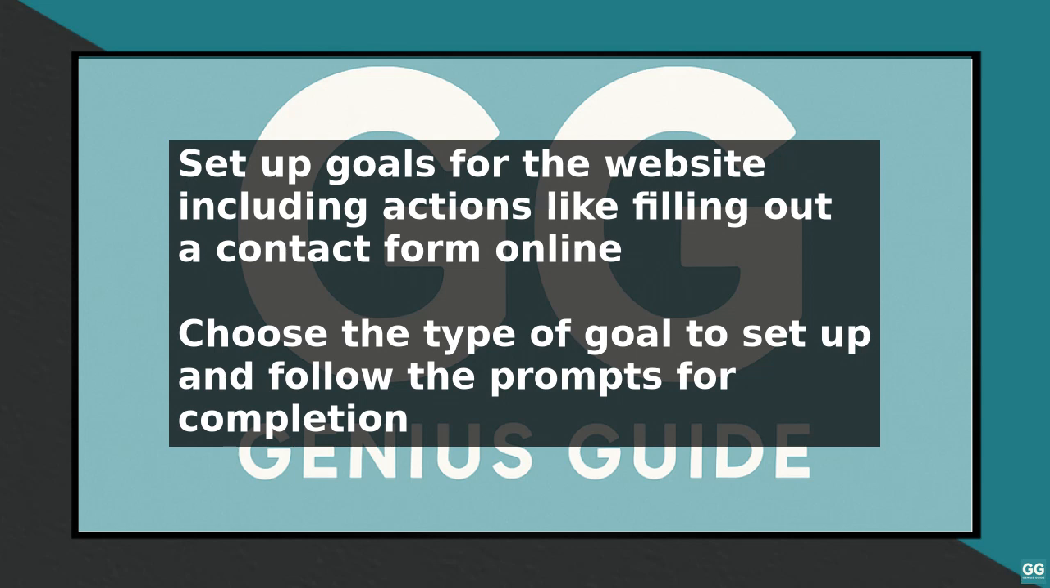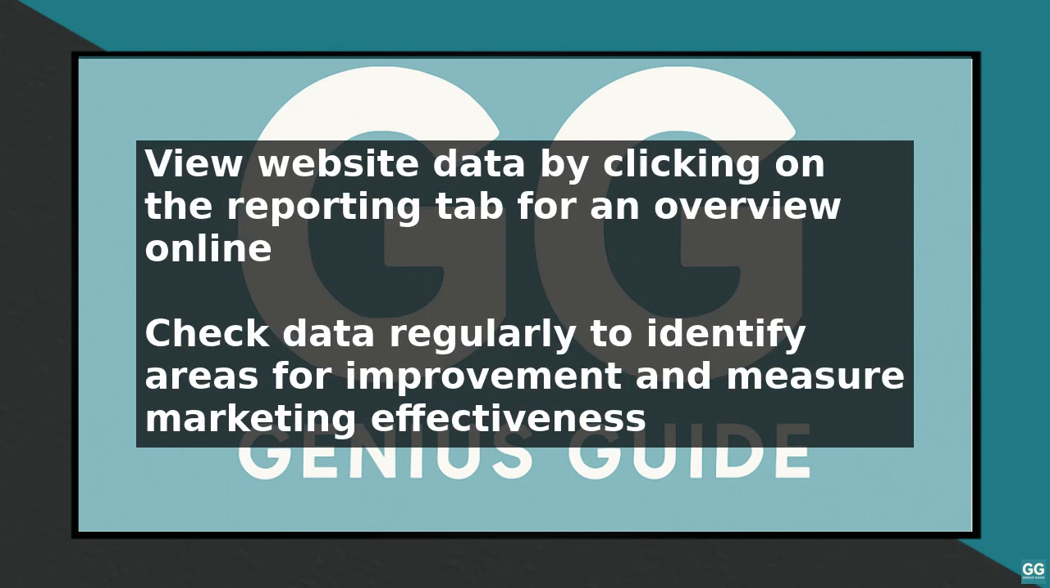To view your website data, click on the Reporting tab. Here, you can see an overview of your website data, including the number of visitors, page views, and bounce rate. You can also view more detailed reports, such as the Pages report, which shows you which pages on your website are the most popular.